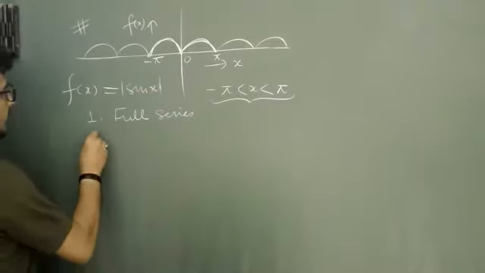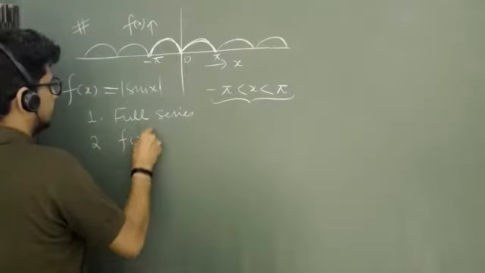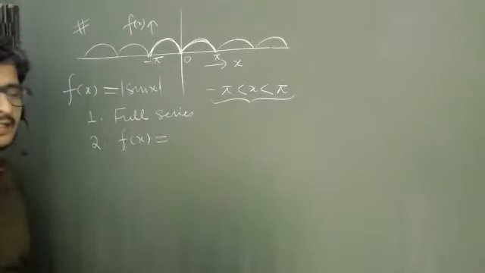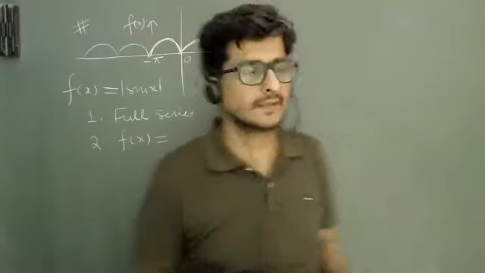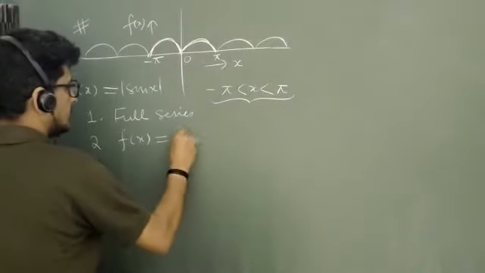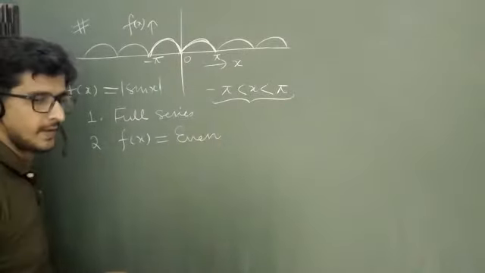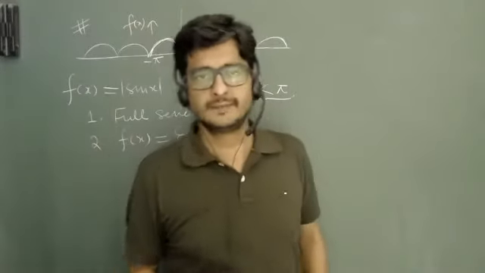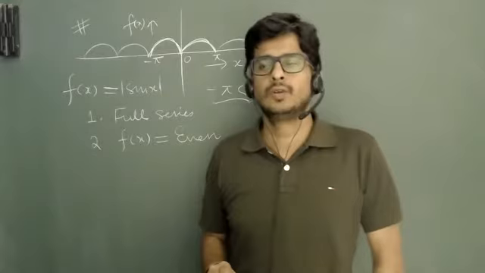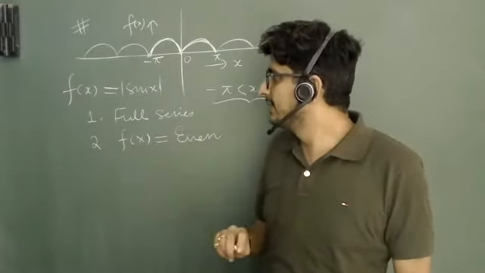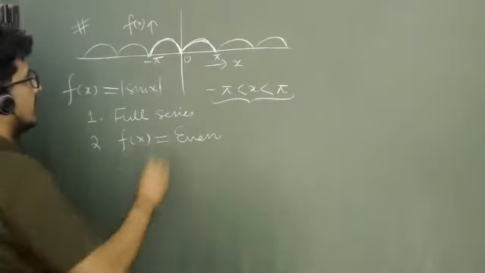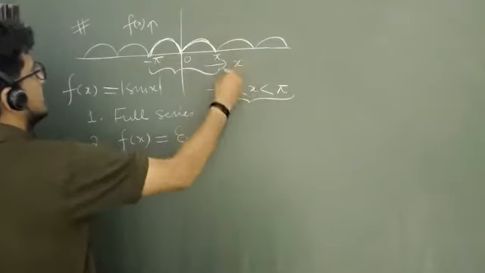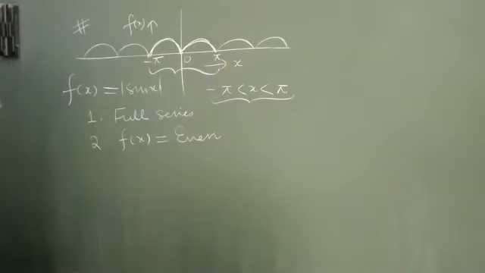And what type of function is this, f(x)? Is it symmetric about the y-axis, or is it symmetric about y equal to x? So this is an even function. Okay, right? So f(x) is equal to mod of sine x. It is given from minus pi to pi, and this whole thing is repeated in the space. So we have to write the Fourier series for this.